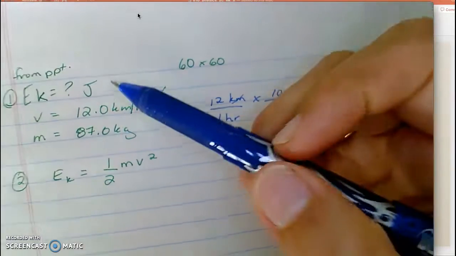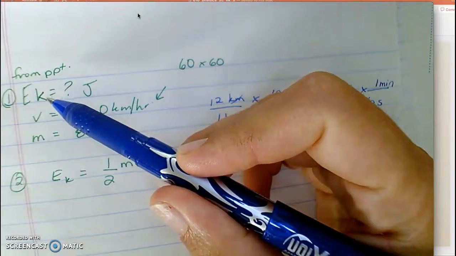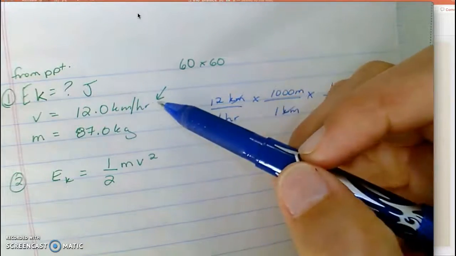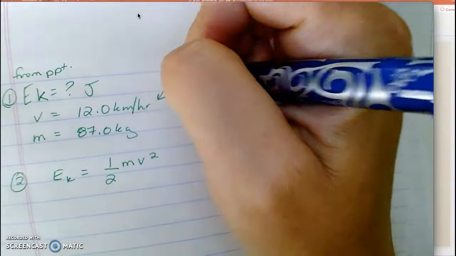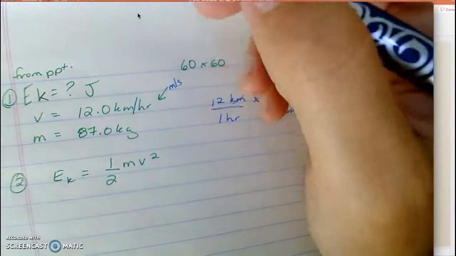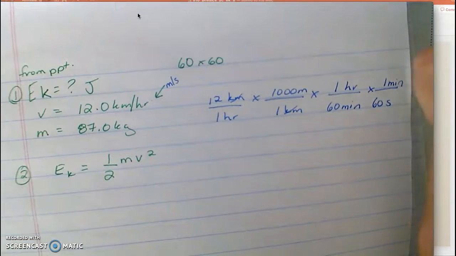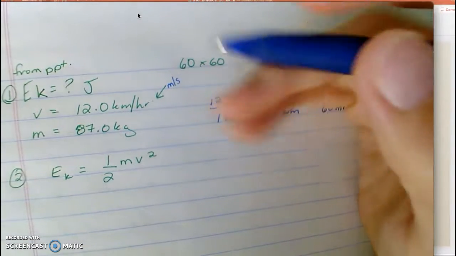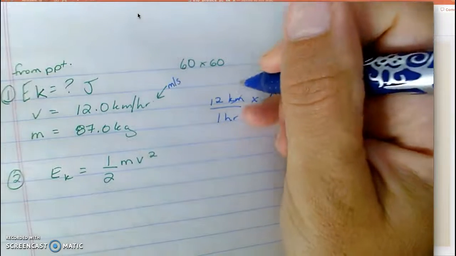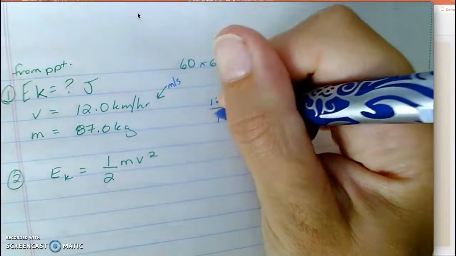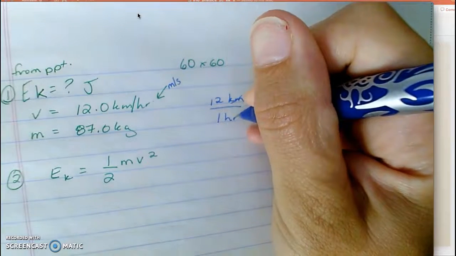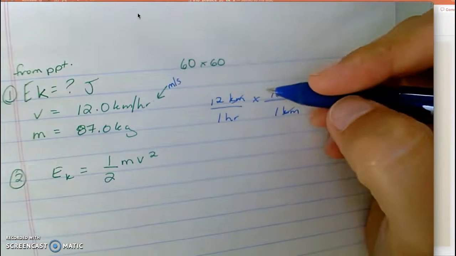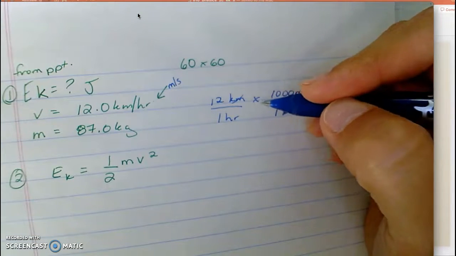With our kinetic energy, we're not supposed to put our speed in kilometers per hour. We need that in meters per second, because that's how we do it. So we need to convert that. And how you do it is you put 12 kilometers per 1 hour. Some people can do it in their heads, but I'm not one of them, so I need to take it apart one item at a time.